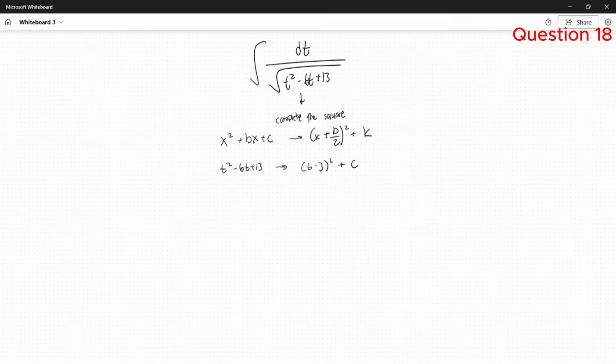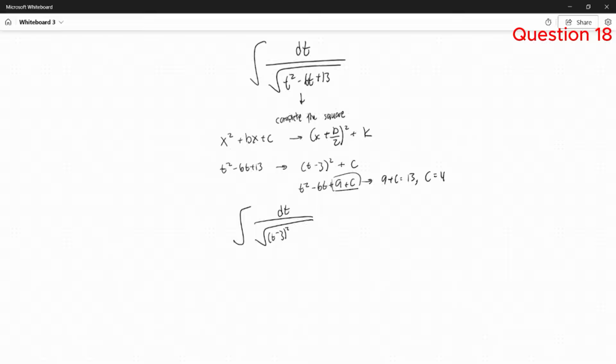Now, why do we need this constant out in front? Well, if we expand out this polynomial, t squared minus 6t plus 9 plus c, your constant value should actually be equal to 13. This is pretty simple algebra. 9 plus c must be equal to 13, therefore c must be equal to 4. And now we can rewrite our integral to include this completed square polynomial. In parentheses, t minus 3 squared plus 4 on the bottom.